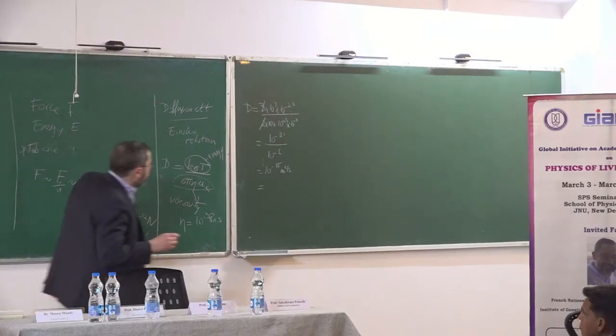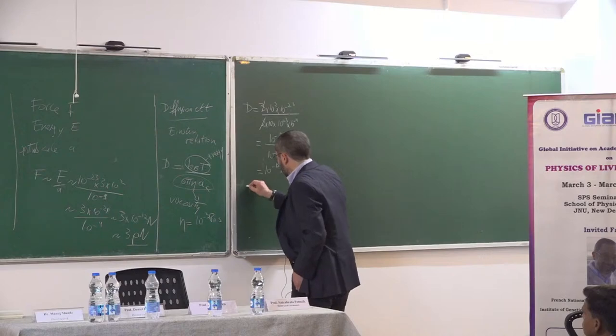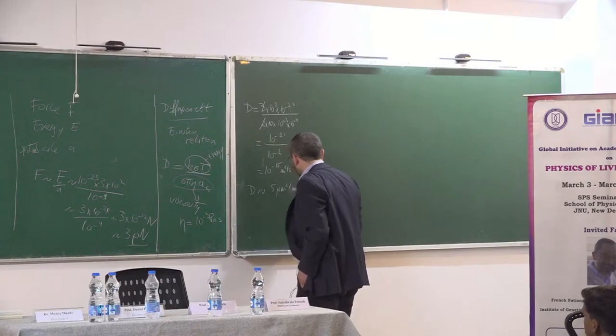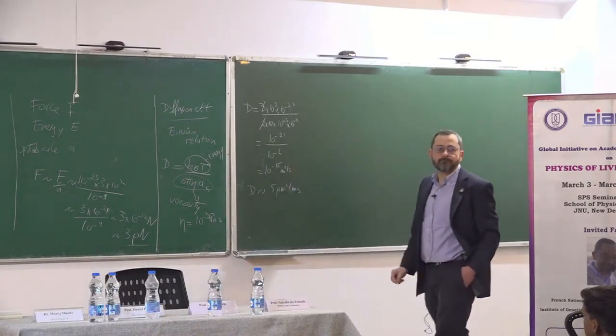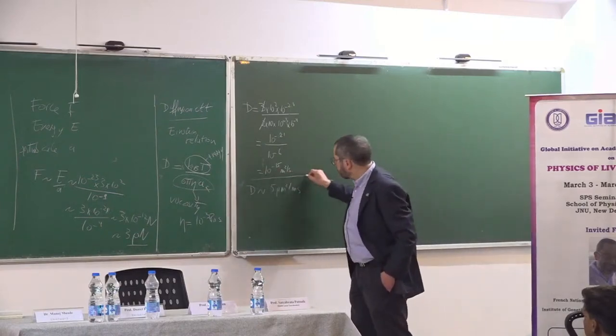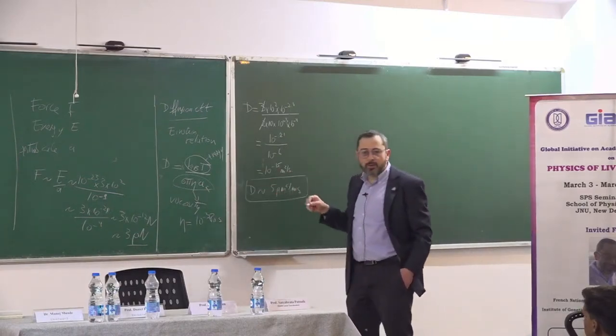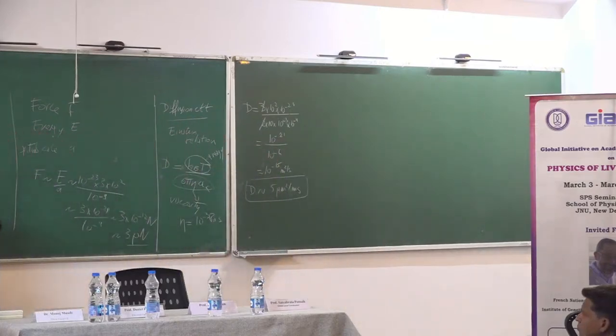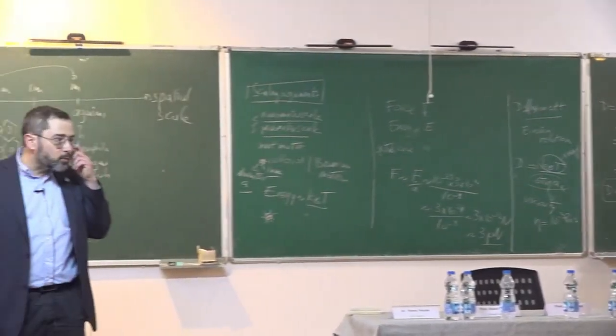So if you convert that, you end up with a diffusion constant that is about 5 micrometers squared per millisecond. I would like you to try to think about this number. This is really an order of magnitude. What does it mean if you have a particle of size 1 nanometer that is going to move 5 micrometers squared in a millisecond? Try to put it in perspective.